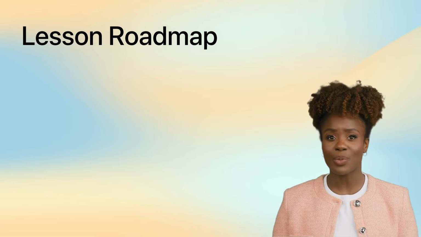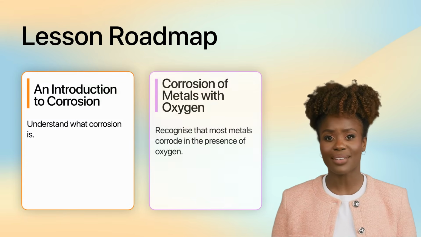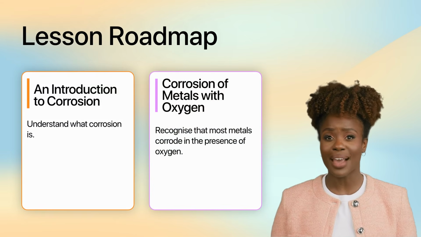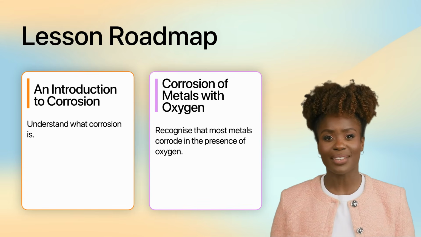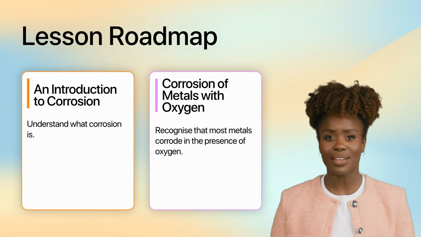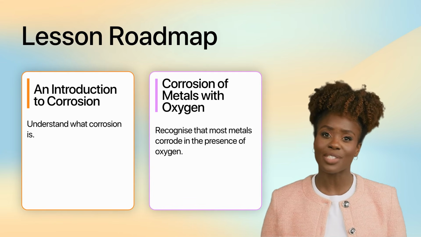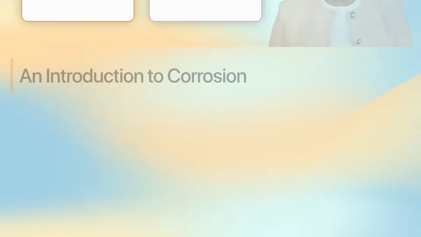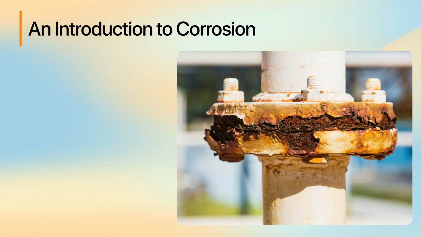Today, we will aim to understand what corrosion is and will recognize that most metals corrode in the presence of oxygen. We will delve into the phenomenon of corrosion, explaining how and why most metals, especially transition metals, corrode when exposed to oxygen. By understanding corrosion, we start to recognize the challenges and preventive measures associated with the usage of metals. Let's get started.